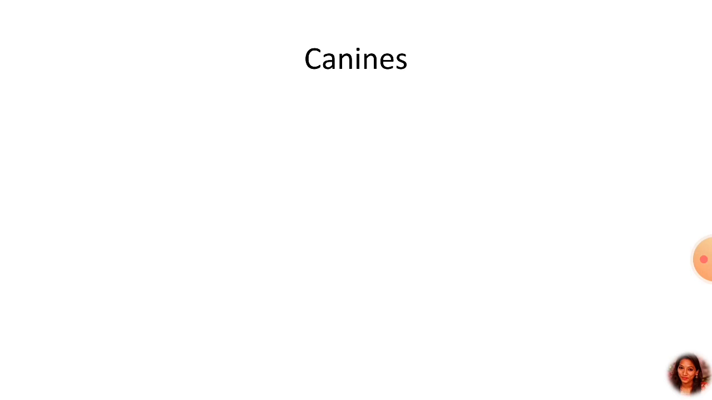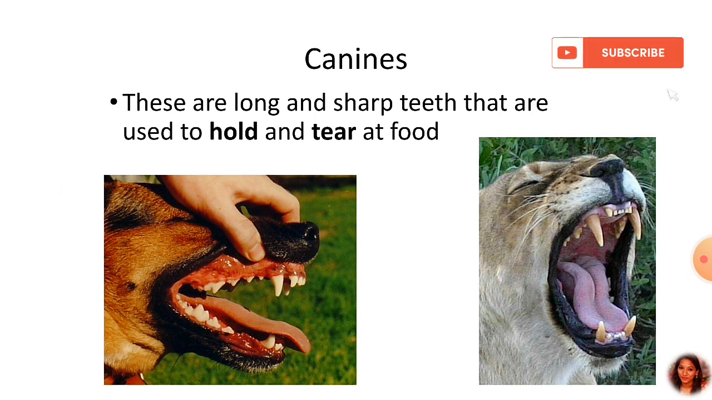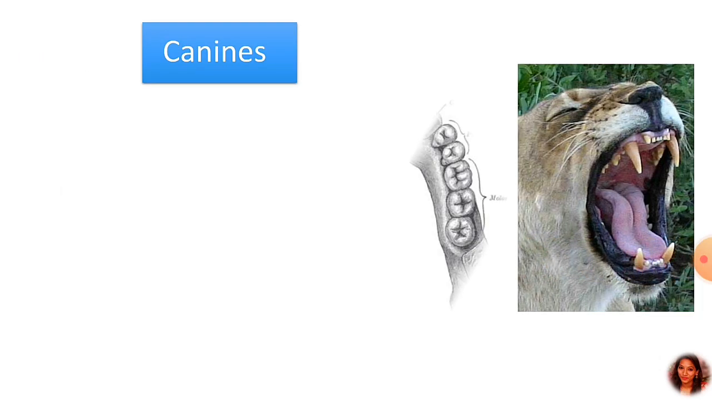Then after the incisors, the second type of teeth is the canine. As per its name, these are the long and sharp teeth that are used to hold and tear at food. So generally it is much more prominent in animals and it is less pointed in humans. Then comes the canine.